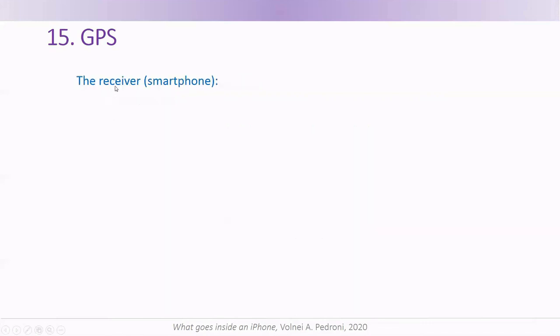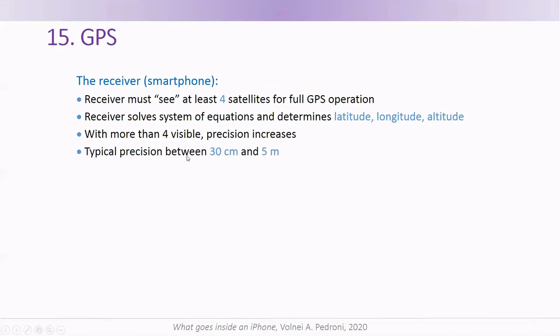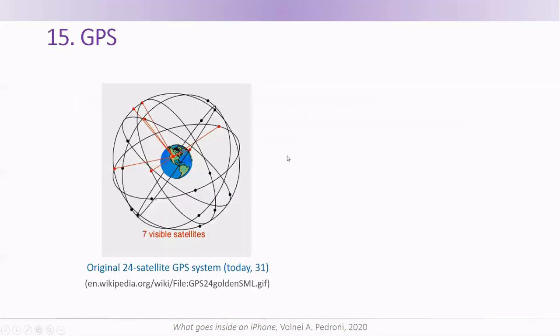About the receiver, which in our case is a smartphone. It must see at least 4 satellites for full GPS operation. It solves a system of equations to determine the latitude, longitude, and altitude. If more than 4 satellites are visible, the precision increases. The typical precision, by the way, is between 30 centimeters and 5 meters. It depends on whether 1 or 2 frequencies are received, on the quality of the signal, and more importantly, on the number of satellites that are visible at that particular location.